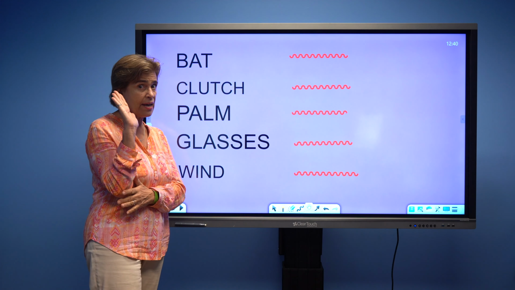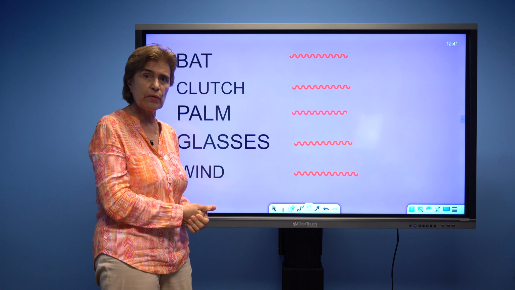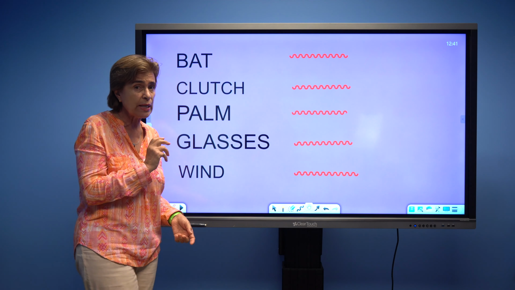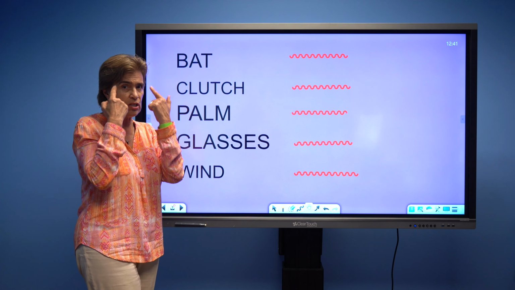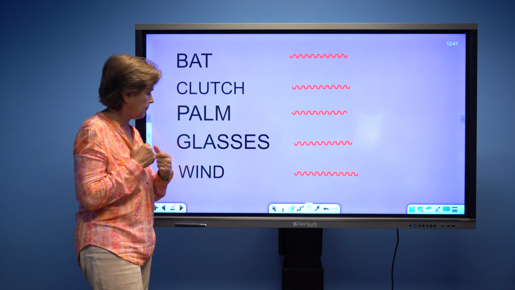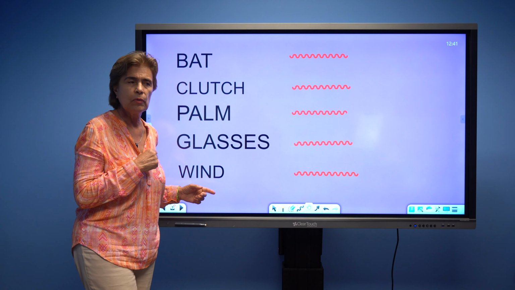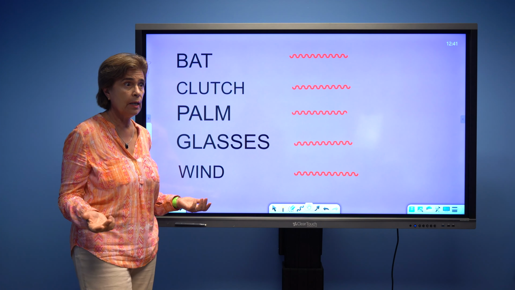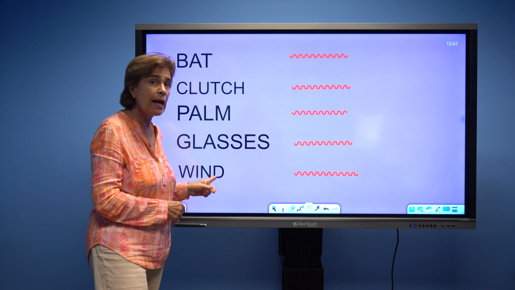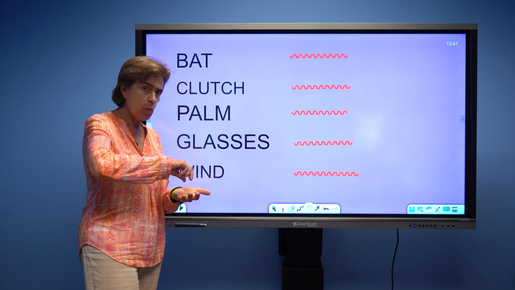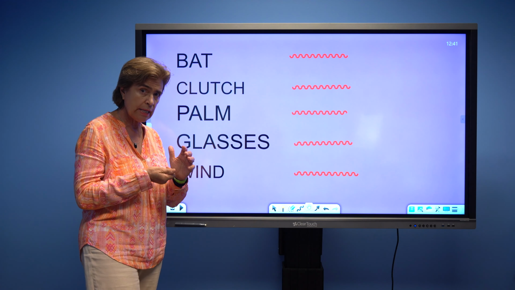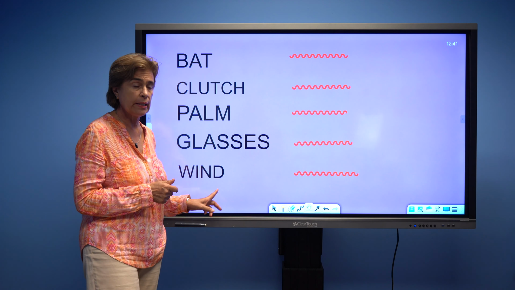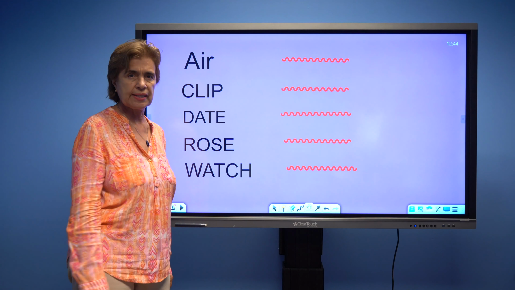Palm. The palm of your hand, but of course you know that it's also a very beautiful tropical tree. Glasses, from where you drink, and the glasses that you wear. Those are also glasses. Wind. Wind is the air flowing, right? And it's also pronounced wind, when you wind the clock, when you wind a toy. Here are some more examples.